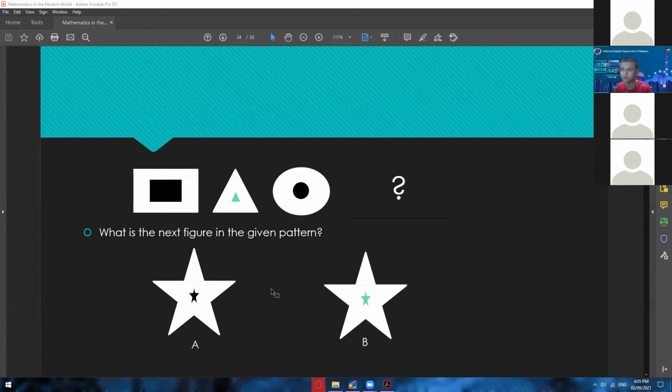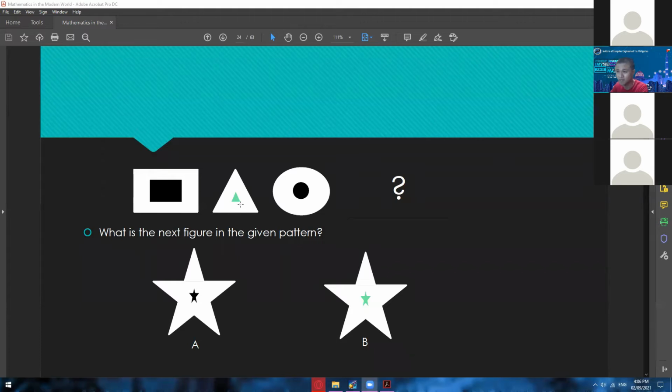Sir, B. Okay. Who else has a different answer? The answer of that someone is letter B. Is there anyone who has an answer of letter A? I guess none, right? As you can see right here, there is no common pattern when it comes to shapes, because this one is a rectangle, the other one is a triangle, followed by a circle. But the one thing that we've noticed is the pattern is actually the color in the middle.